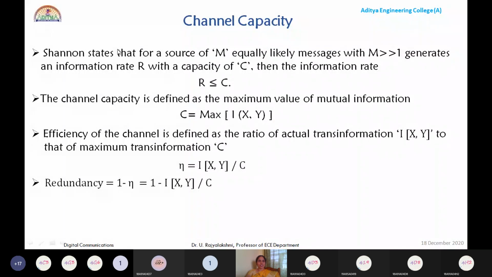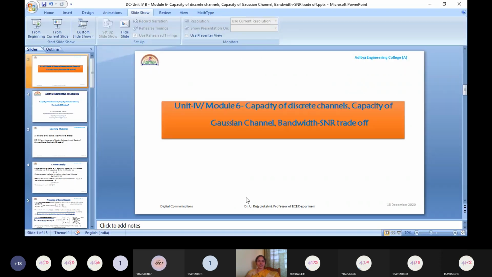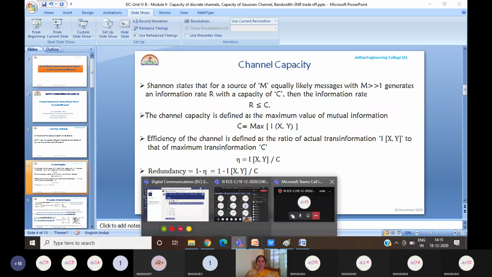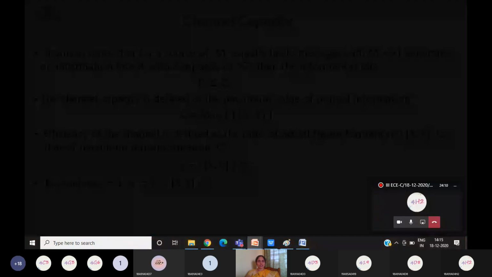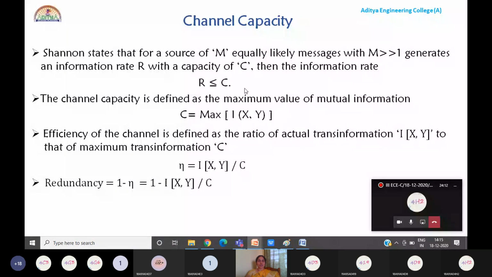I already told you this point in the last class. What did Shannon state? He stated that the information rate is always less than or equal to the channel capacity. So R is less than or equal to C. And he also stated that channel capacity is defined as the maximum value of mutual information. So the maximum value of mutual information is our channel capacity.